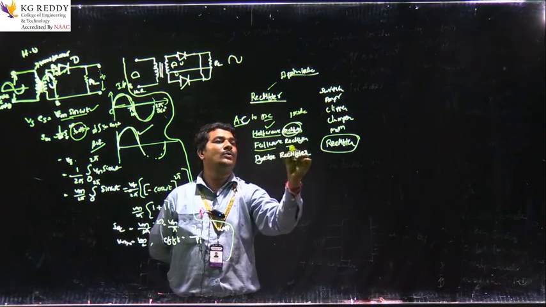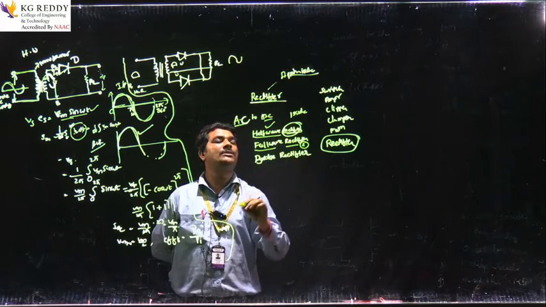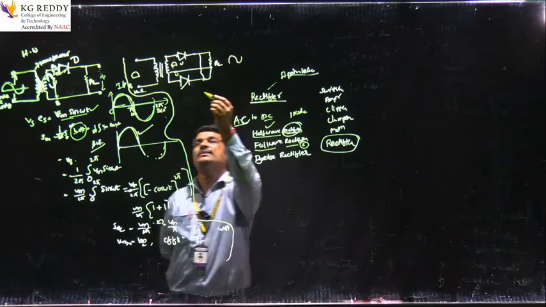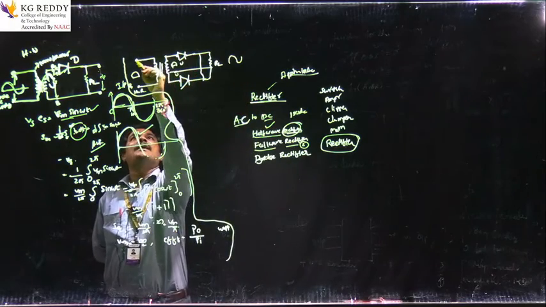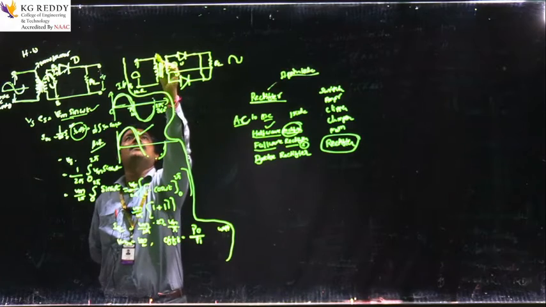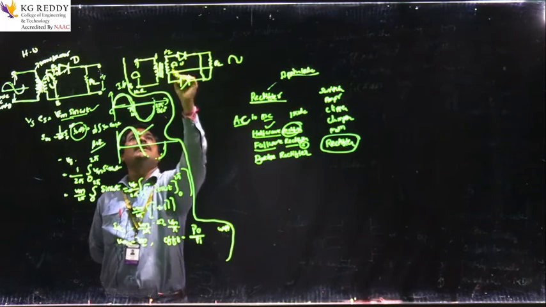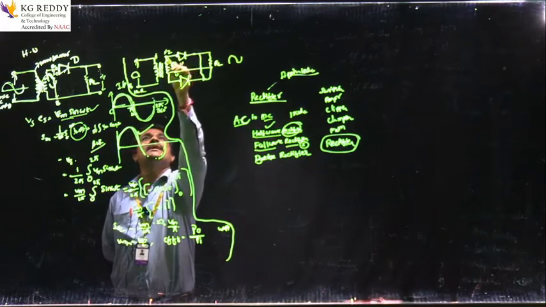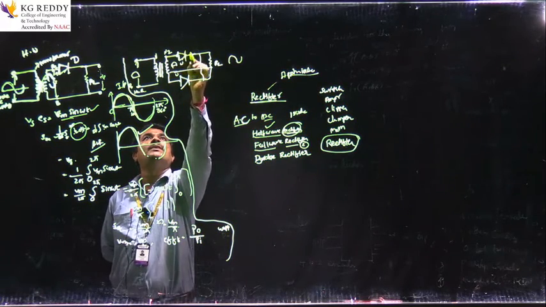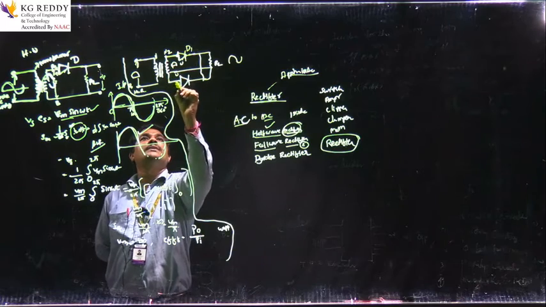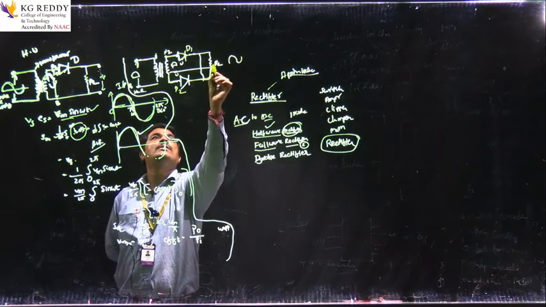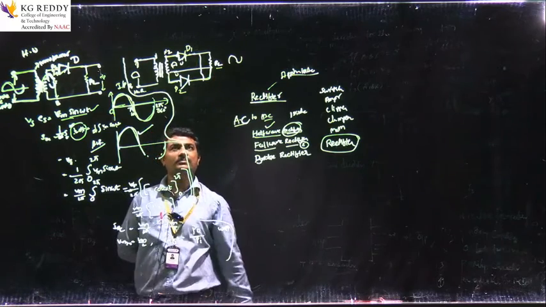Full wave rectifier, two diodes. Half means one diode, full means two diodes. At the input side, the primary is the N1 coil and the secondary is N2. I am taking the secondary coil, where the top side is connected to diode D1 and the bottom side is connected to diode D2, with load resistor RL.